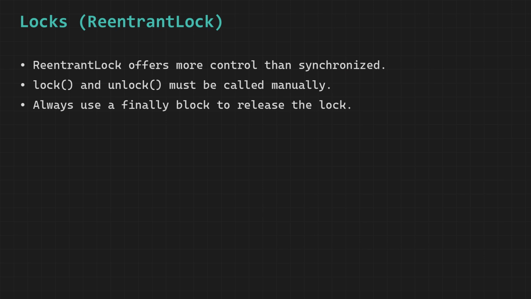A reentrant lock is a powerful synchronization mechanism in Java that provides explicit control over access to shared resources by multiple threads, and it works very much like a physical key to a locked room where only one person can enter at a time and perform their work safely without interference from others, which helps prevent problems like data inconsistency or race conditions in concurrent programs.